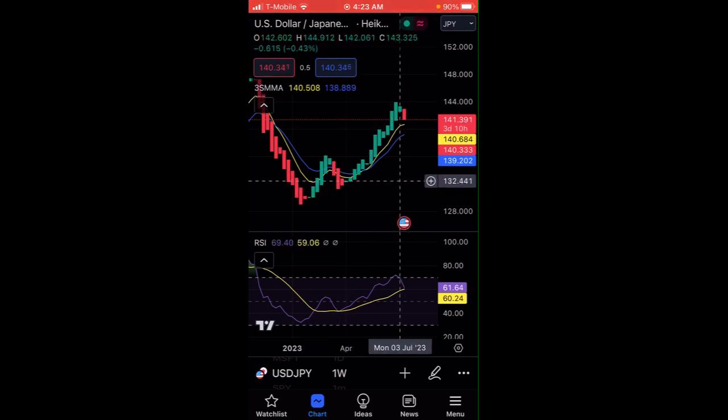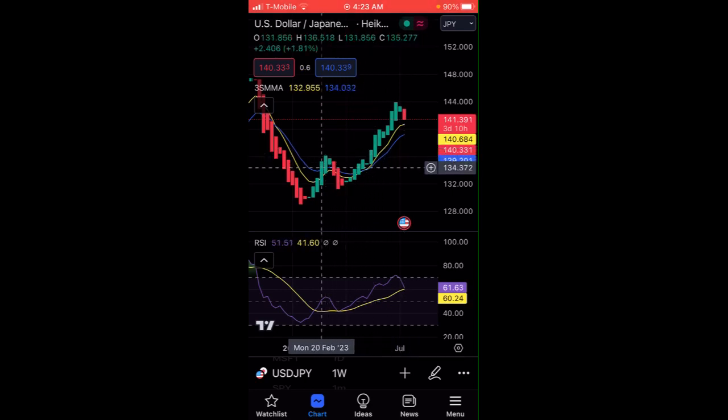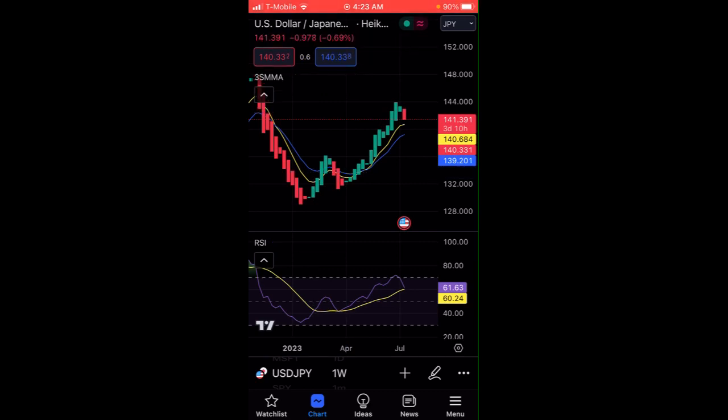The Japan dollar is almost about to cross down, and that is today, that is July 10th, and the last time it actually crossed was February 6th, so this does not happen a lot.